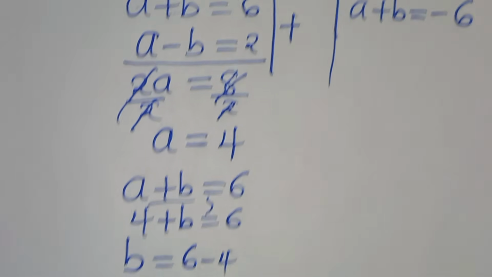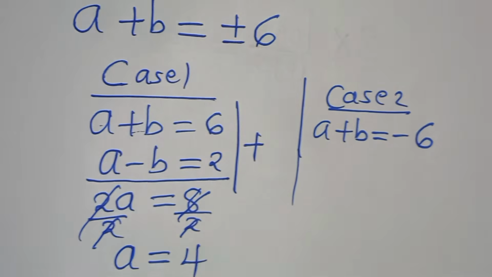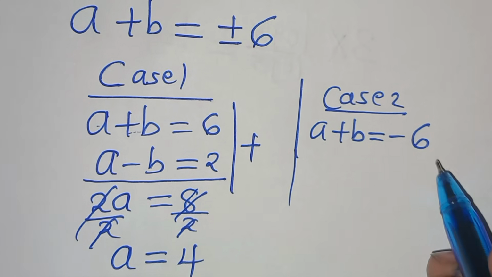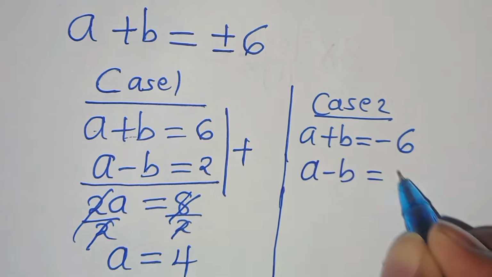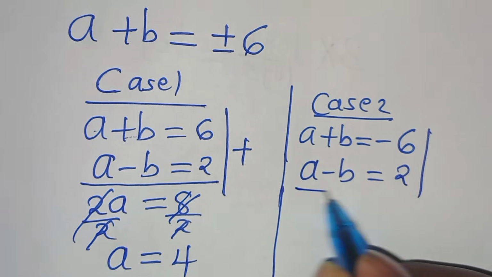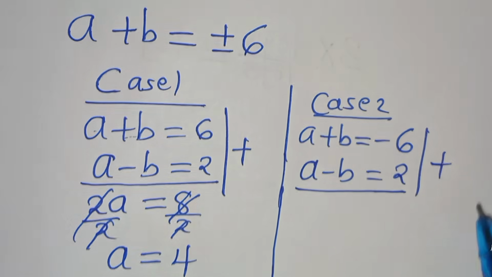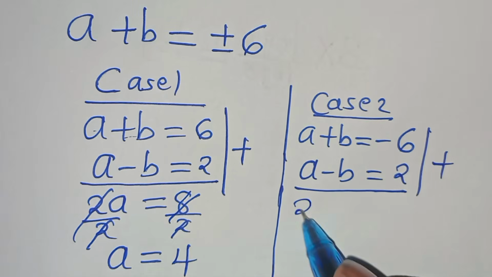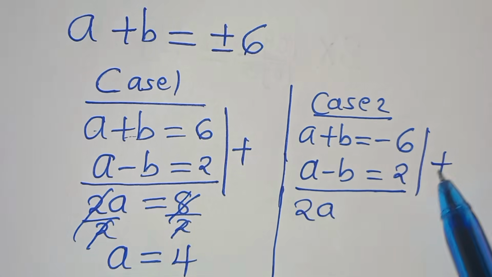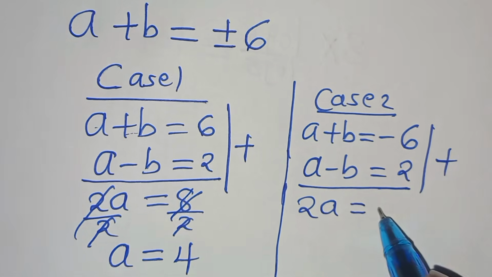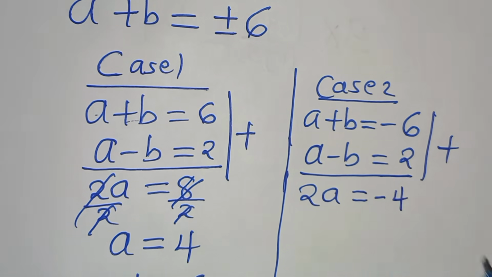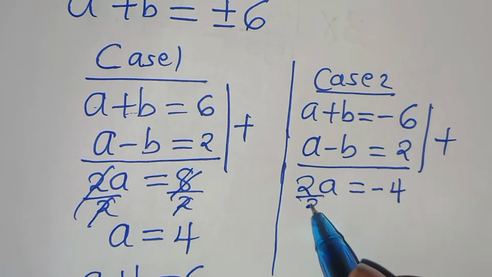Now, in the second case here, we have a plus b equal to negative 6. Now, from equation 1 again, a subtract b is equal to 2. So these are systems of linear equations. So let's sum them. a plus a is 2a, plus b plus minus b simplifies. This is equal to negative 6 plus 2, which is negative 4. So let's divide both sides by 2.